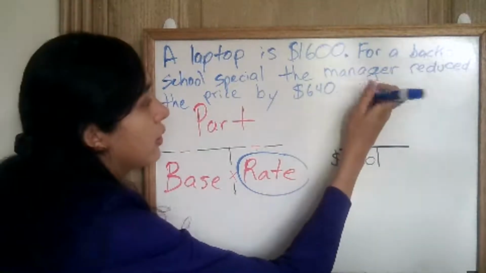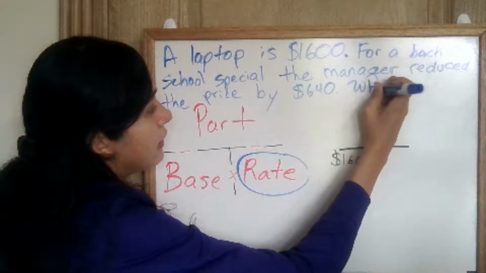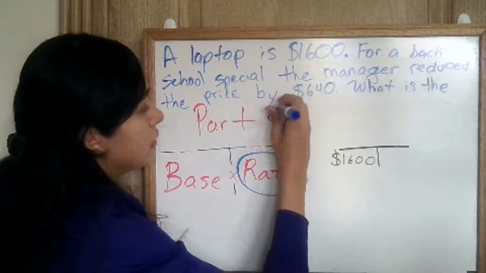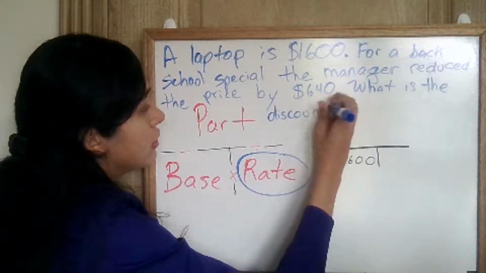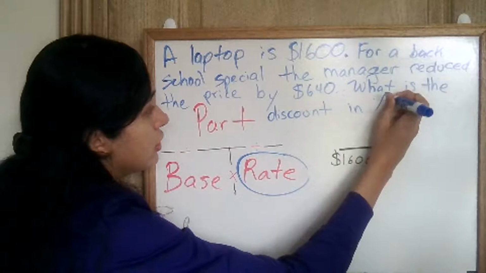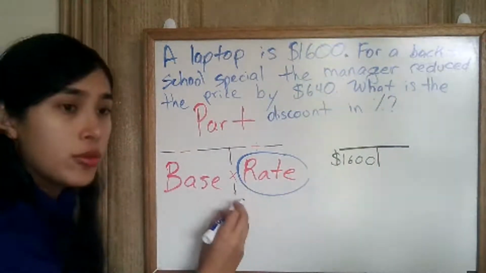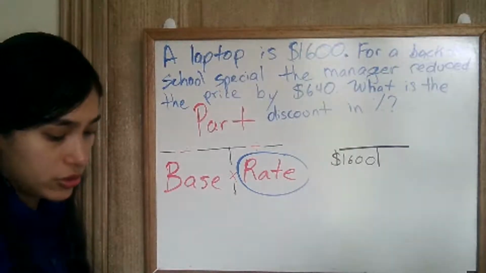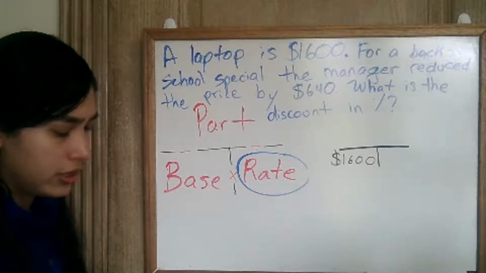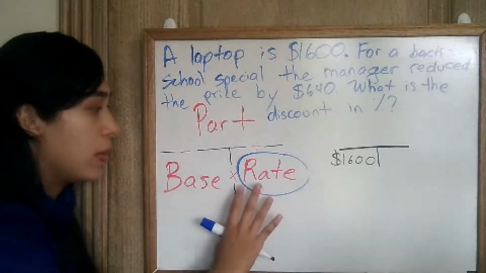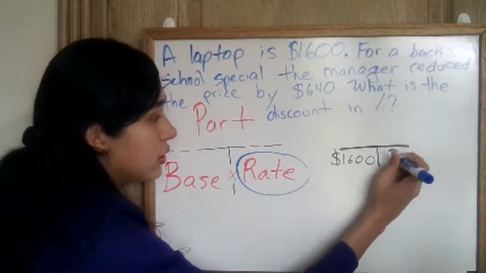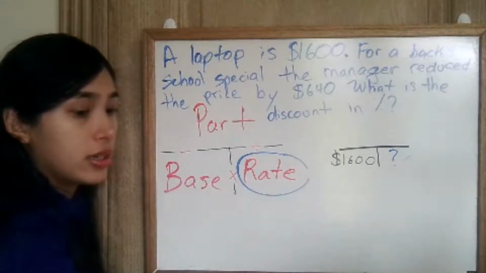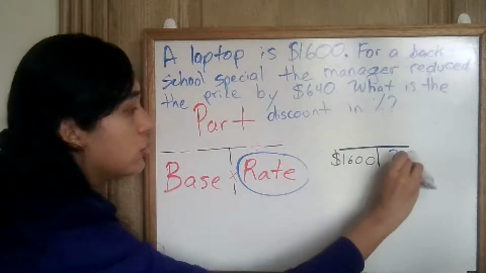Question is, what is the discount in percent? So our unknown that we don't know, we want to find out, is our percentage. So in this case, we don't know yet our rate. Remember, we can always convert this. It's the same thing if you just go ahead and add a little percent sign at the end. So we don't know what that is.